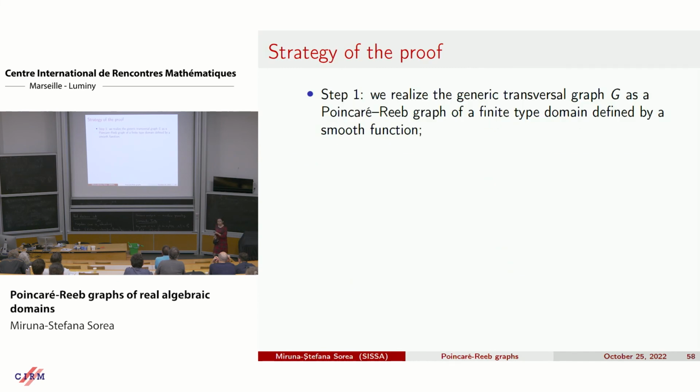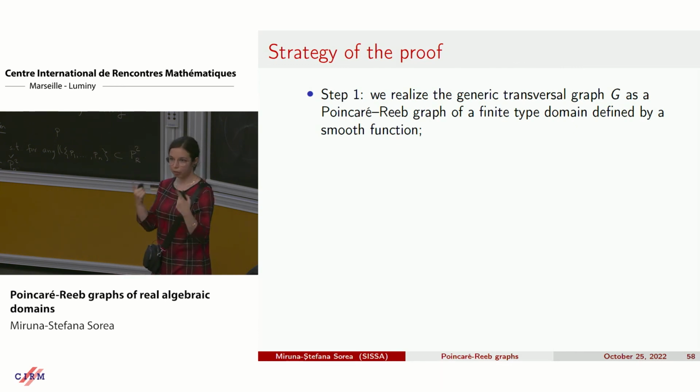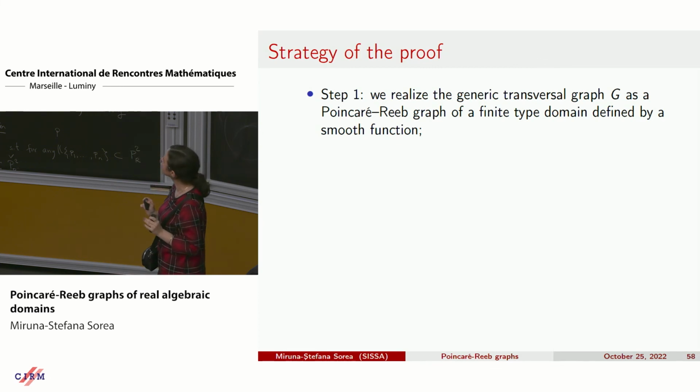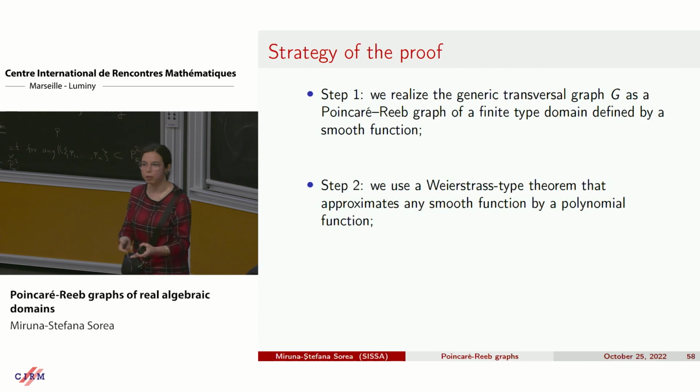And how do we prove this? The proof consists in 3 steps. We start with a graph. We first realize it with a domain that is bounded by the level set of a smooth function. Maybe I skip the details for now, but that is the first step. Then we use a Weierstrass type approximation theorem to approximate a smooth map via a polynomial, and in this way you get a curve in a small neighborhood of the previous level of the smooth function.